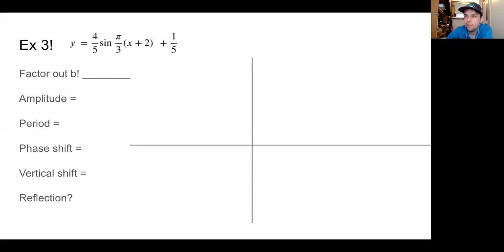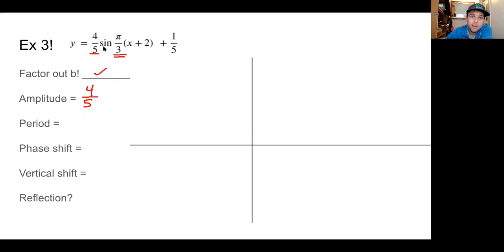Luckily for us, one of the few things that are lucky here is that B is already factored out. We can already tell right here that we have a B value that's factored out. So we're good to go on that one. Check. Amplitude in this case is going to be based on this A value here. So that's 4/5. That'll be fun to graph.